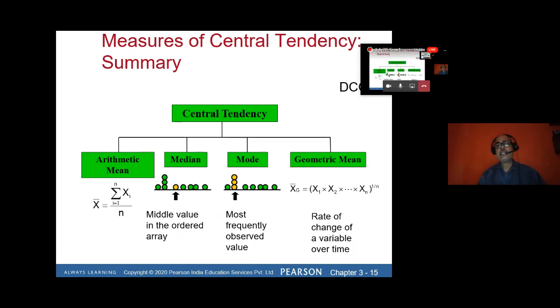We have learned the central tendency. Central tendency measures are the arithmetic mean; the middle point in an ordered array, called the median, which we have learned; the dominant class, which you learned is the mode; and the rate of change of a variable over time, (1 plus R1) into (1 plus R2) into so on, (1 plus Rn) to the power 1 by n, minus 1, is the geometrical mean. So these are the things you learned about central tendency.